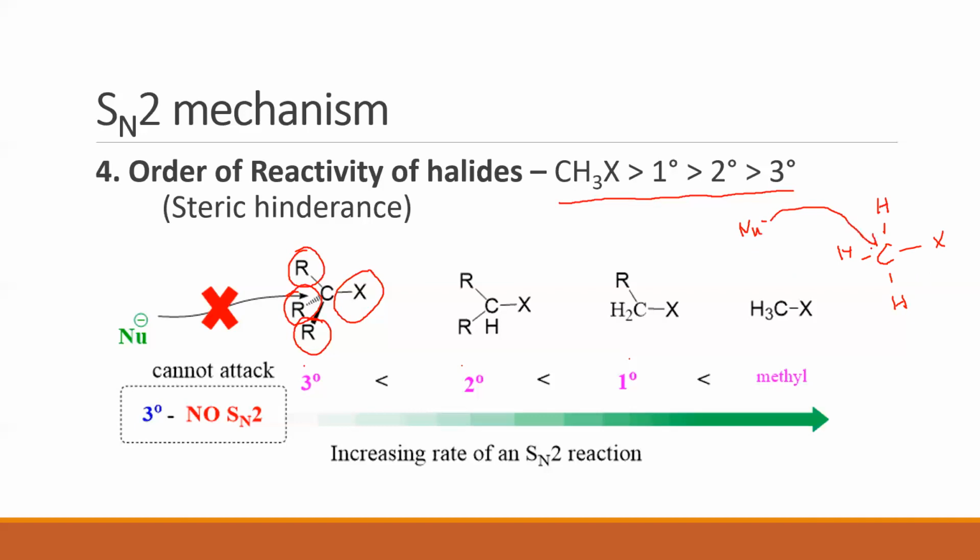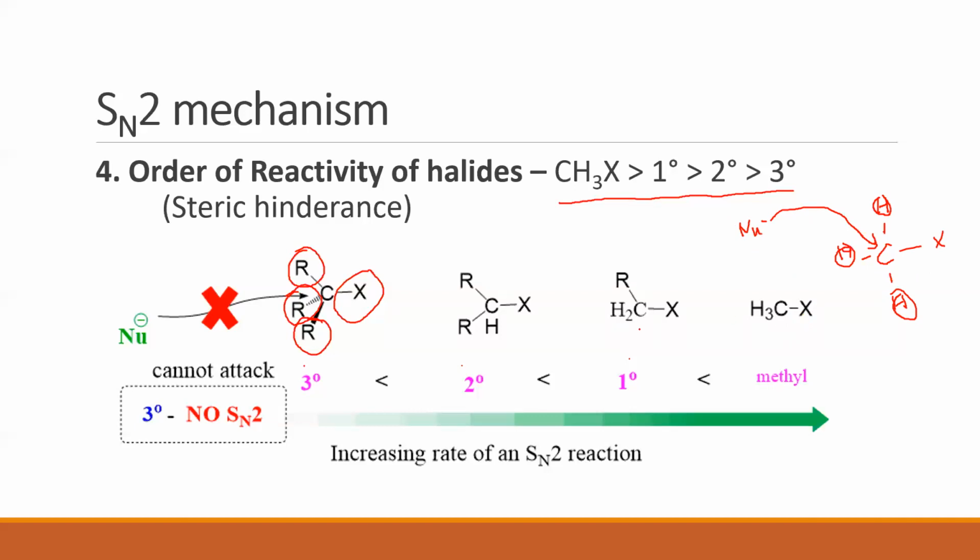Why can it attack? Because all three are hydrogens, which are small. The size of these atoms is small, so there is more space for the nucleophile to come and attack. So this will be most reactive. The nucleophile can easily attack CH3X.